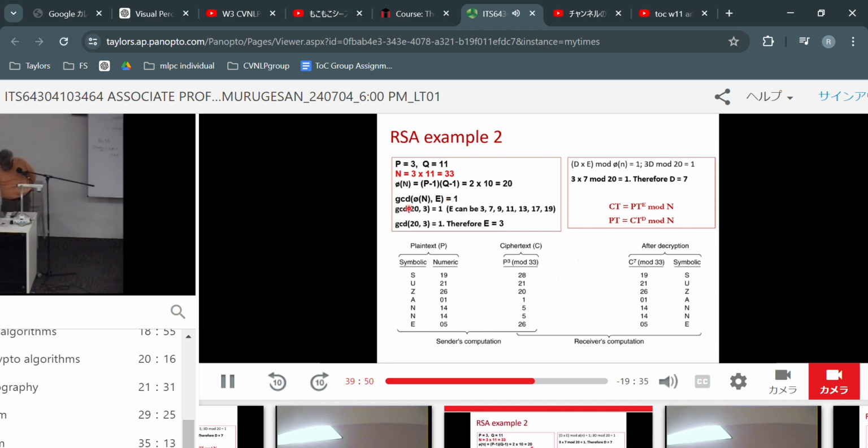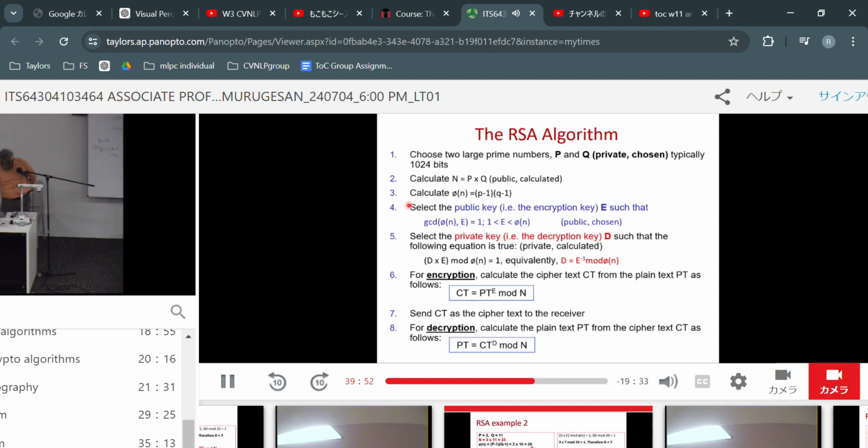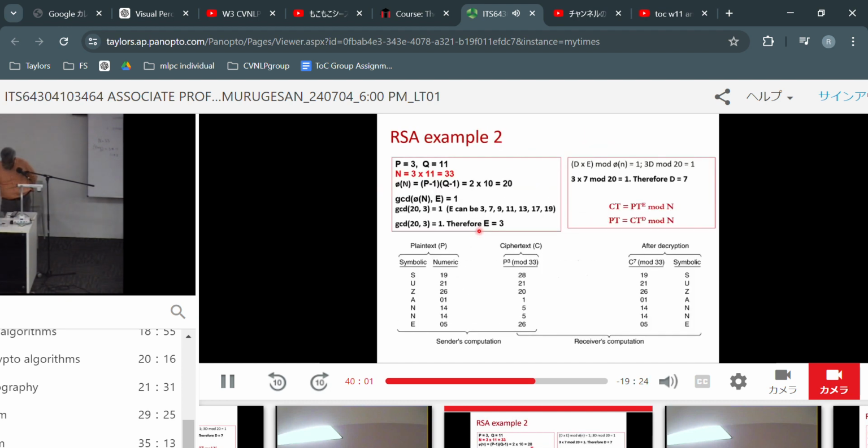So GCD, then we calculate, we are going to find E. We know the formula to find E is GCD of phi of n comma E should be equal to 1. So we are applying that here. GCD of phi of n comma E is equal to 1. Phi of n we have already determined here. So GCD of 20 comma 3 is equal to 1. So what is GCD?